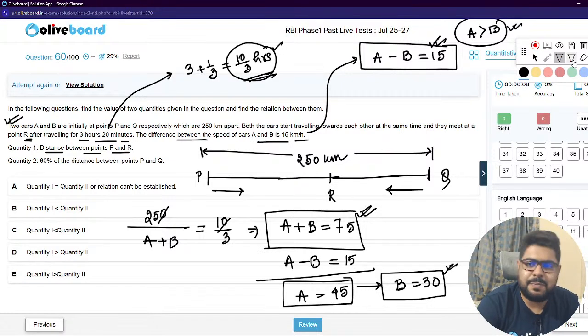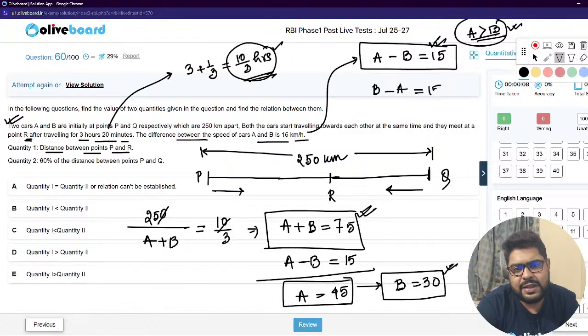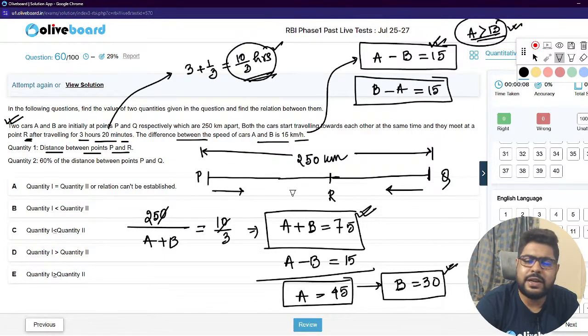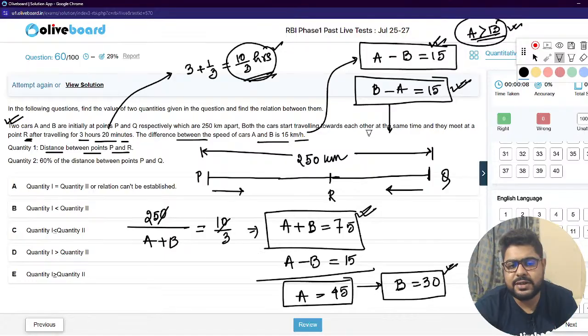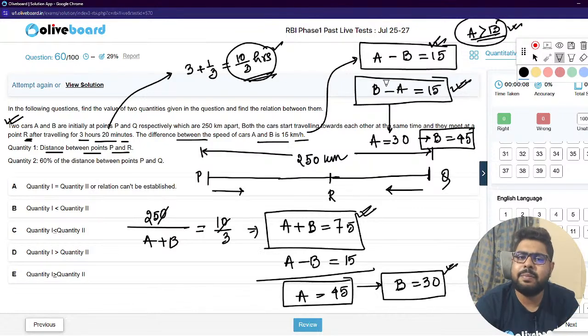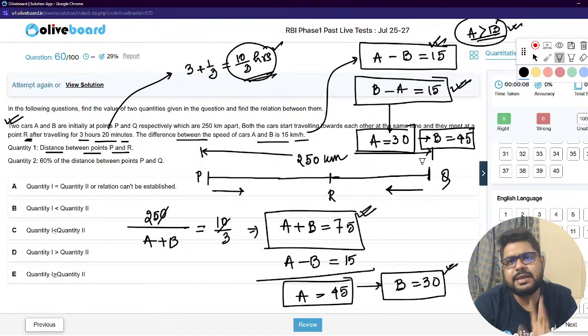So there is a little problem. What problem? This was an assumption. It might so happen that B minus A is equal to 15, because it has not been given which car is faster. If you take this logic, the result will not change, it will just reverse. A will become 30 and B will become 45, because then the speed of car B will be higher. B will be higher, A will be lower. That will be the only change.